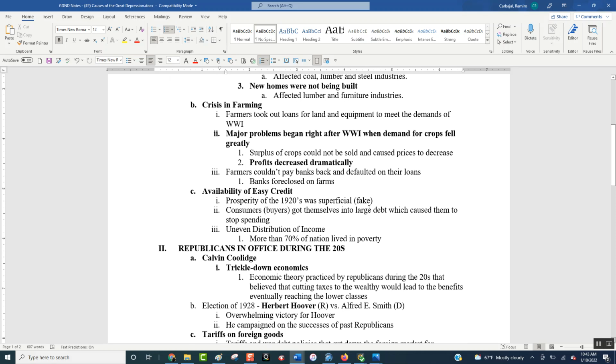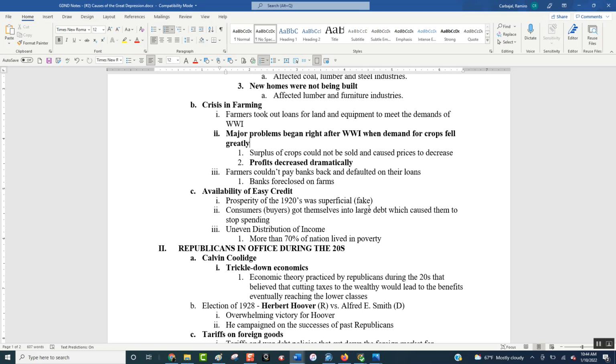But then we get crisis in farming. We talked about this in the previous unit, where farmers took out loans to get land and equipment for other farms, but then when the war was over and the world didn't need a whole bunch of extra food from us, the demand for crops fell hard. So farmers who had all these extra crops couldn't sell them. So either you sold them for very, very little money or they rotted, which meant you're not making any money. But again, the banks still want their payment for their land. So what ultimately happened to a lot of farmers is they lost their farms.